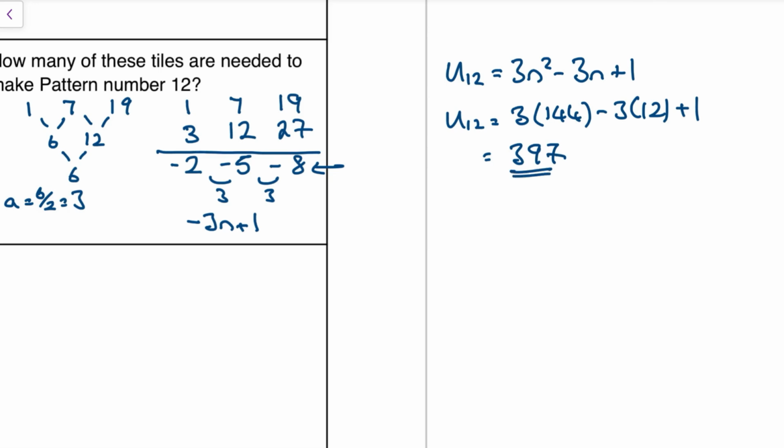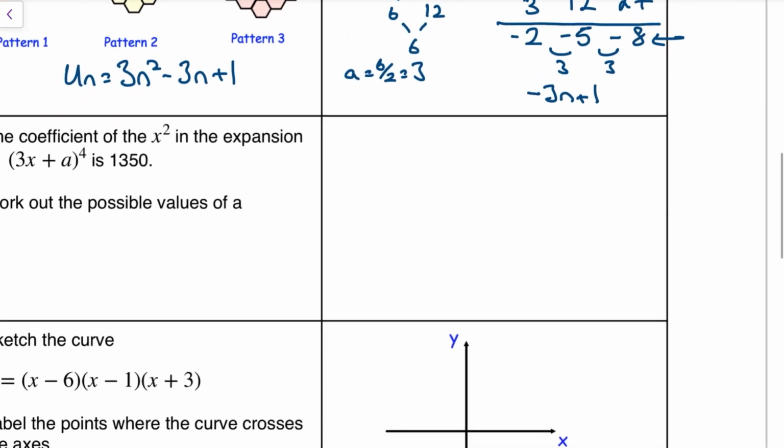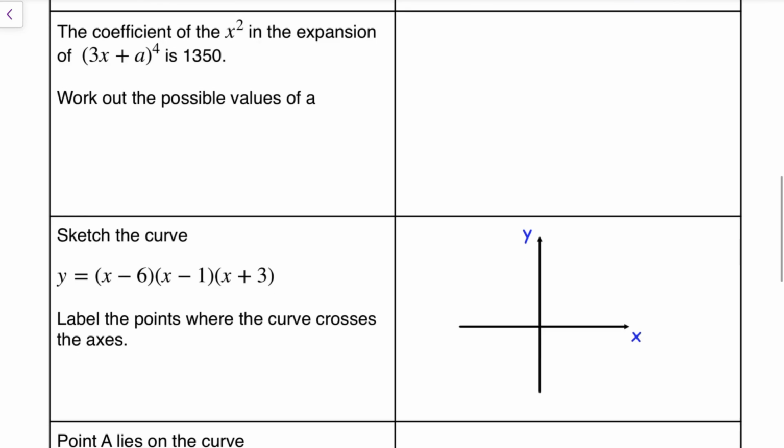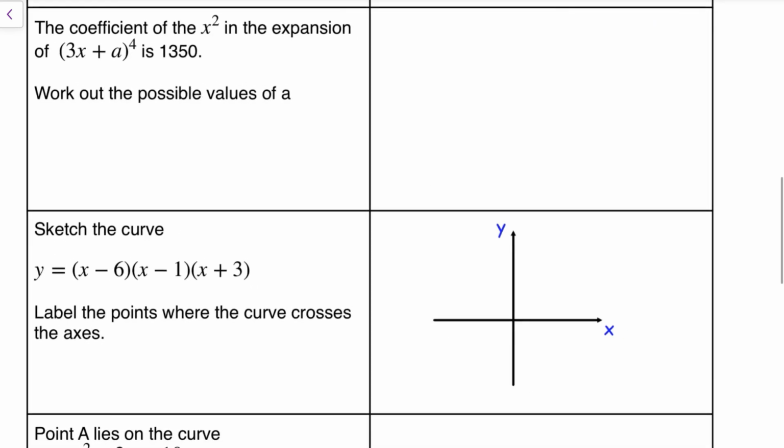Not an easy question, but equally not too difficult and definitely in the ballpark of the sort of things you need to know. Next question. This looks like a Pascal's triangle question, doesn't it? The coefficient of x squared in the expansion, 3x plus a to the power 4 is 1350. Work out a. Now, the key thing about these questions is, well, first of all, let's do Pascal's triangle. So I need the fourth line.